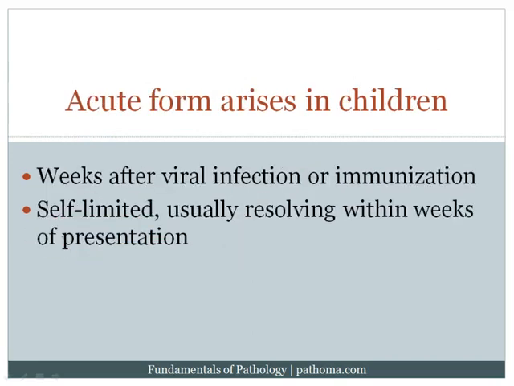Now, the acute form is that form that arises in children. Otherwise stated, why don't we take a step back? This disorder can be divided into something called the acute form and the chronic form. In the acute form, which classically arises in children, you see thrombocytopenia weeks after a viral infection or immunization. Of course, it's due to autoantibody production of an IgG, which is binding the platelets and resulting in consumption of the platelets. And this is a self-limited disorder. It usually resolves by itself within weeks of presentation. The only thing we have to do is support the patient if the platelet count goes down to a very low value.